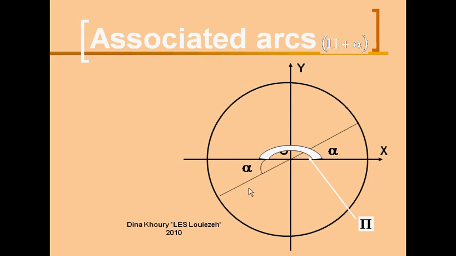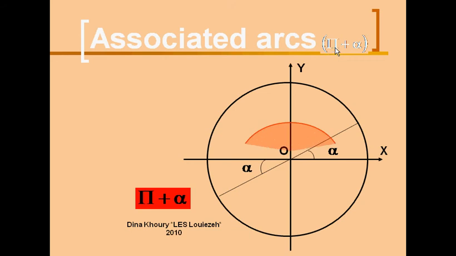then we add alpha. Angle alpha is vertically opposite to angle this alpha, and they are equal. So the angle sector, which is represented here, represents angle pi plus alpha. This is the point of intersection between the trigonometric circle and the side of angle pi plus alpha.